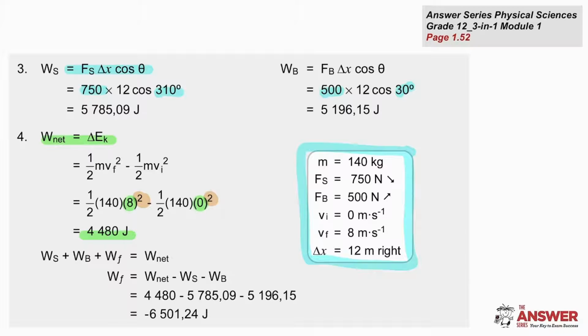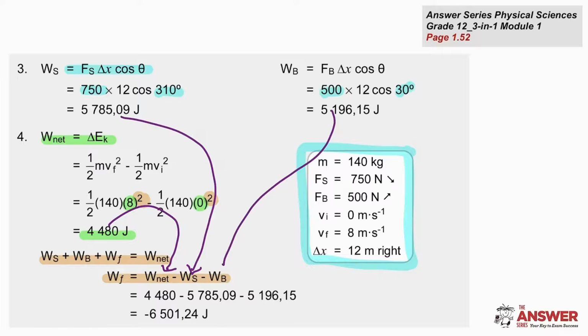Finally, because the sum of works equals the net work, we can get an expression for the work done by the frictional force. Substitute all the previous values into the expression. So the net work will go here, Sipho's work will go here, and Bongi's work will go here, to get a final answer of minus 6,501.24 joules.